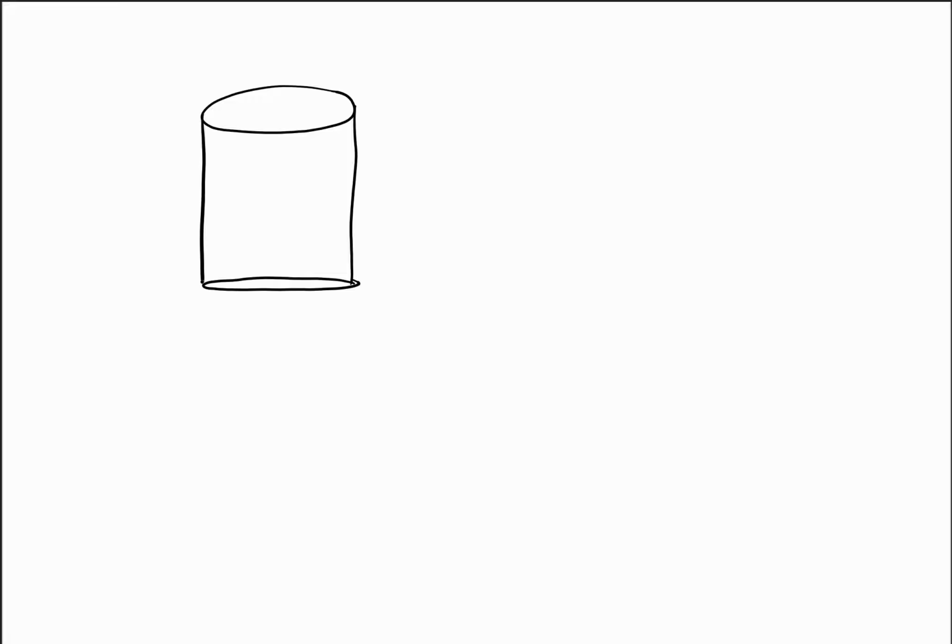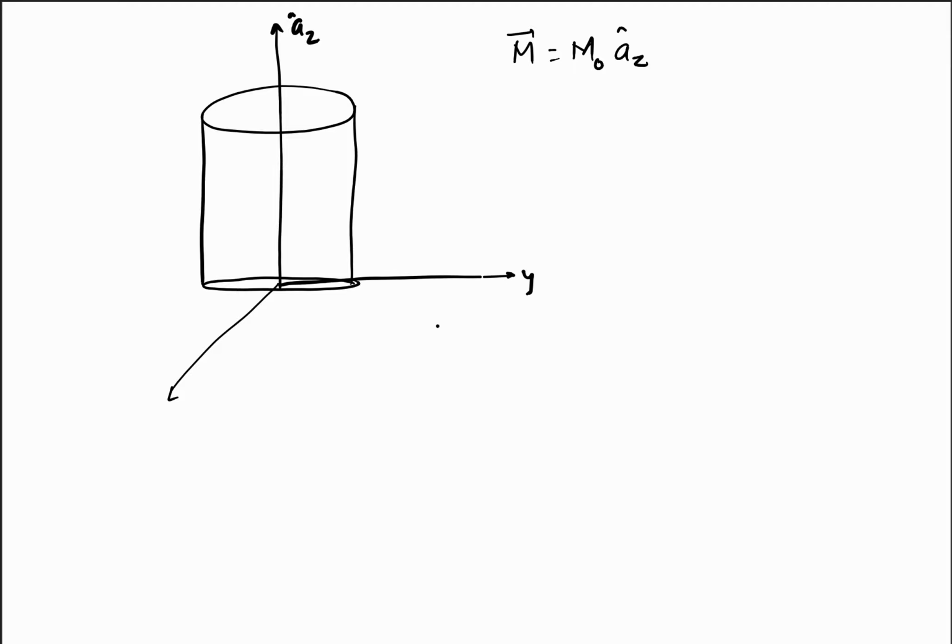And for the sake of easy calculations, we are assuming that the magnetization is uniform and it is in z direction. So let us say this is the z direction, so magnetization is in this direction. Now the x axis will be in this direction, and the y axis will be in this direction. Now you see that this magnetized material can be represented as volume current density and surface current density.